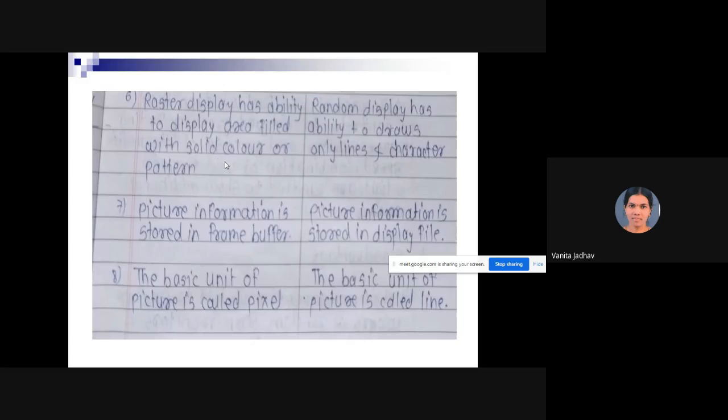But if we want to draw the shaded regions, so we are able to use the raster display. So that's why it is not like that. Raster is not best or random is not best. So it is based upon the application.